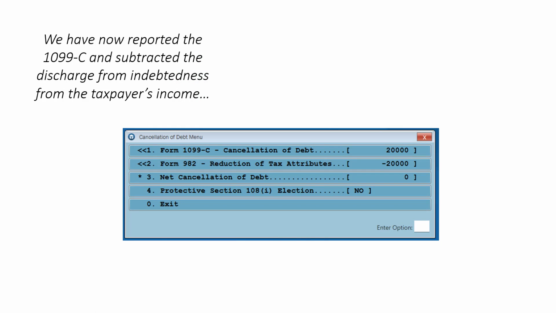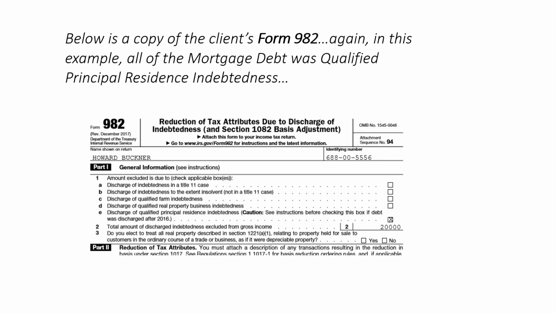So now what did we just do? Well, we've reported the 1099-C to the IRS, and we've subtracted the discharge from indebtedness from the taxpayer's income. And below is a copy of the client's Form 982, and again, in this example, all of the mortgage debt was qualified principal residence indebtedness.